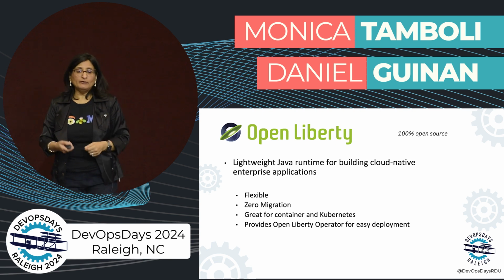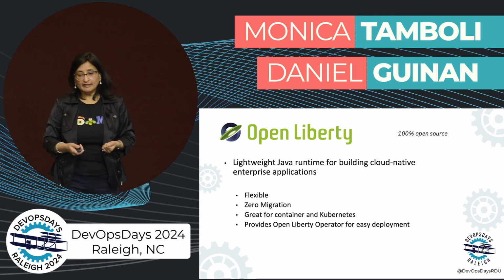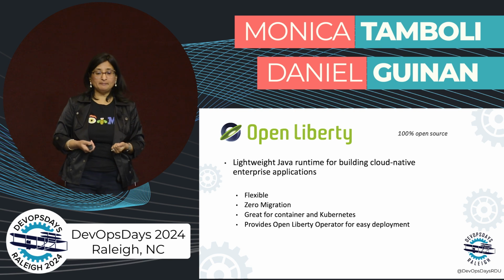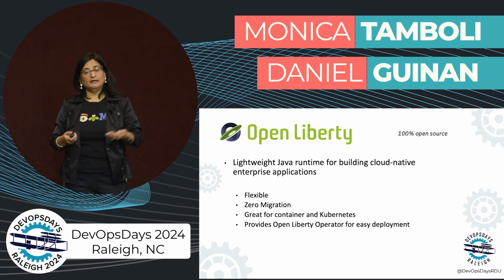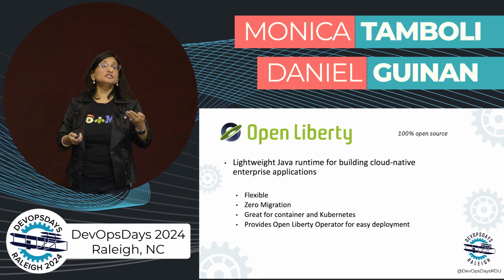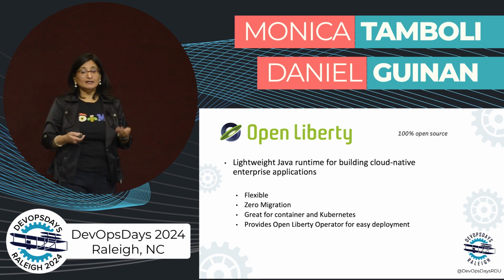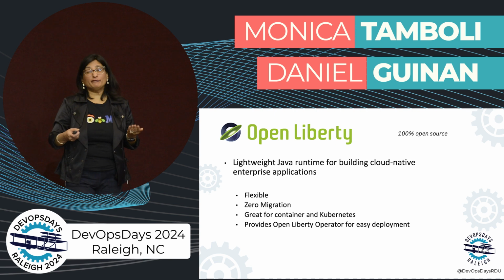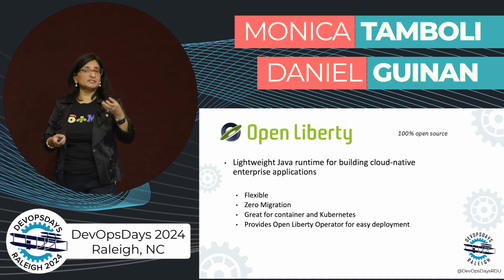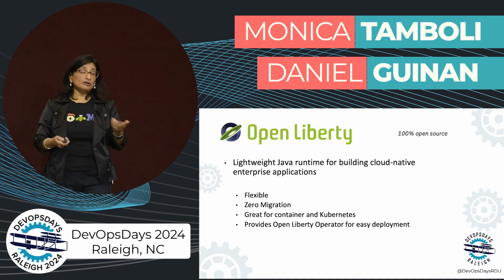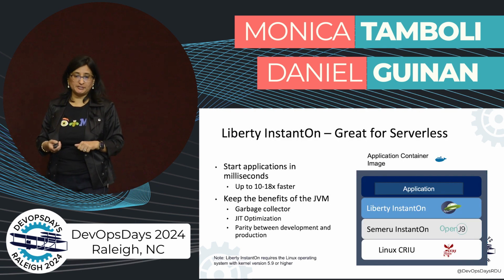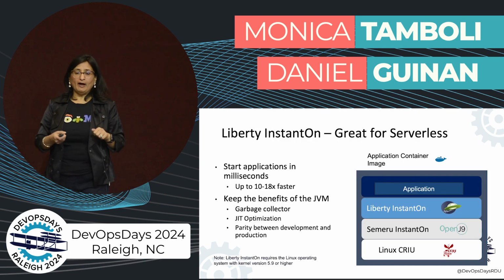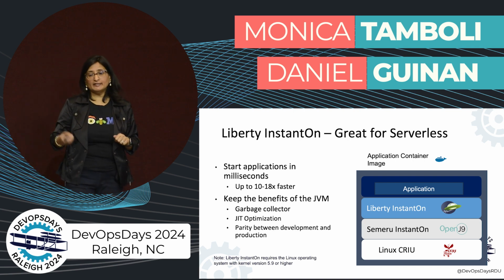So very quickly, Open Liberty is a lightweight Java runtime for building cloud-native enterprise applications. It's flexible. You only use the features which your application is going to need. Zero migration. It's great for Kubernetes and containers because it's very lightweight. And it also has an operator which we can use to deploy the applications. So just to sum up how this works, it's on the right.